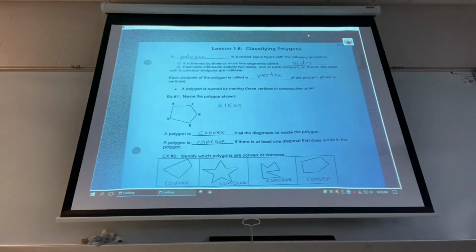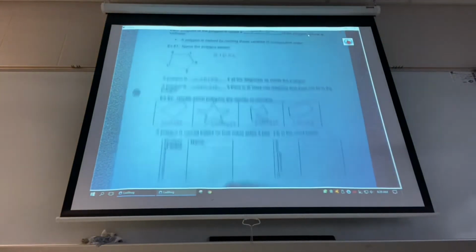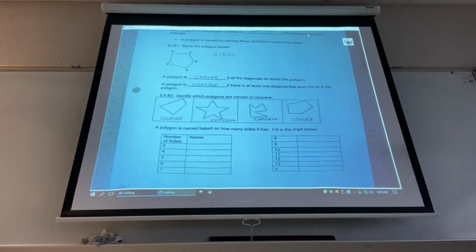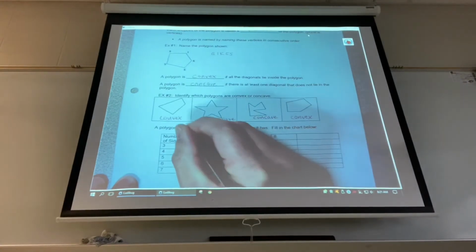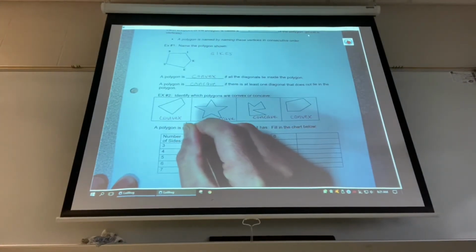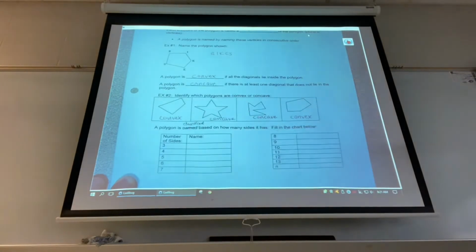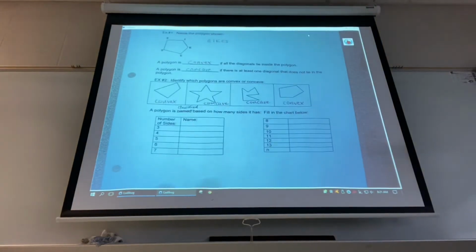And let's go on down to talking about how you can... it's not actually naming a polygon, I prefer the term classified. A polygon is classified based on how many sides it has.